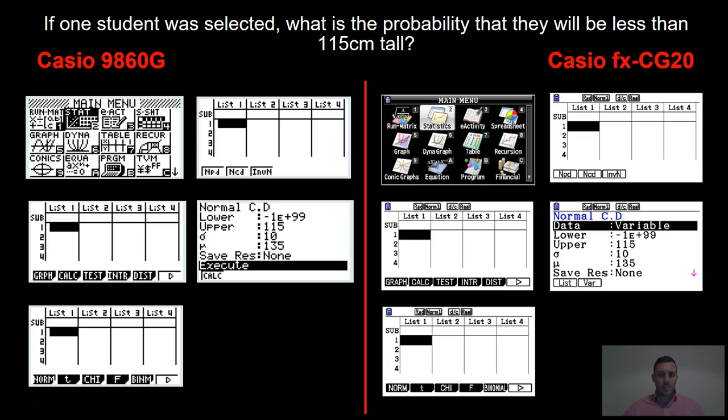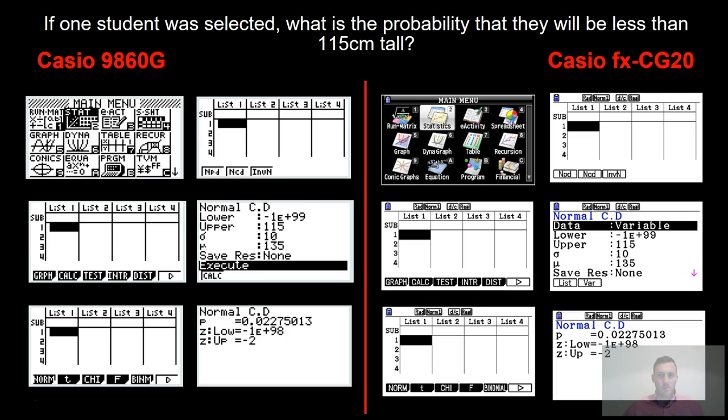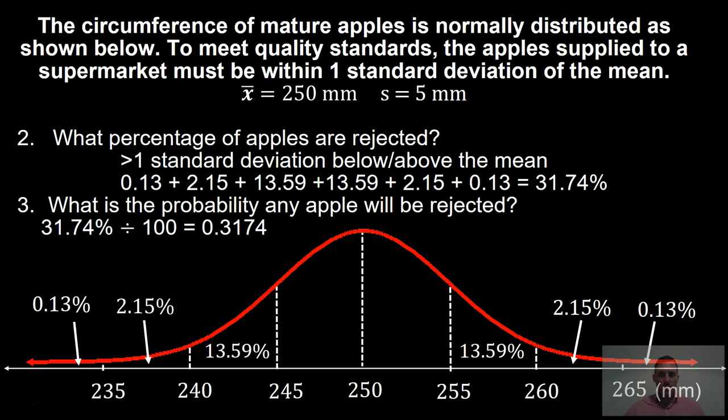Enter the standard deviation and the mean, then arrow down to execute and calculate. Now we're given the probability, which is P equals 0.0228, rounded to three decimal places, which matches our previous slide. Let's look at another example.